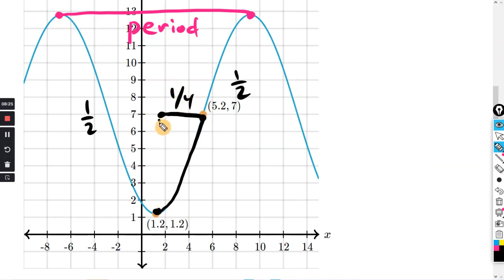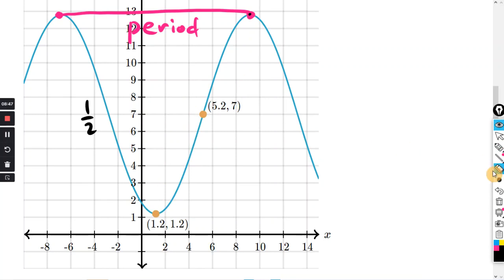You see, we are going from the minimum to the midline. Okay, if we went from min to max, if we went from here to here, that would be half the period. But this distance right here is only 1/4. So if we just find this distance and multiply it by 4, we have our period.